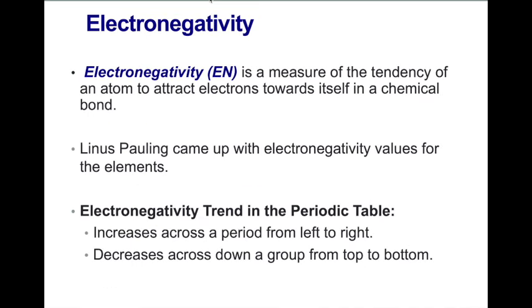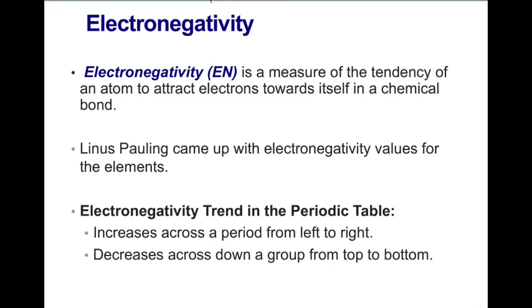So that begs the question, what is electronegativity? Electronegativity is something that is inherent to different atoms, to different elements, and it's a measurement of how well they attract electrons towards themselves when they are in a chemical bond. This is something Linus Pauling came up with, and it was then realized that there is a definite trend in electronegativity on the periodic table.